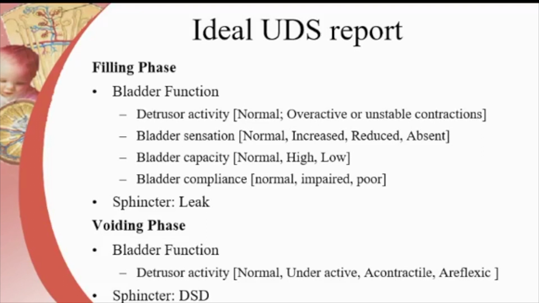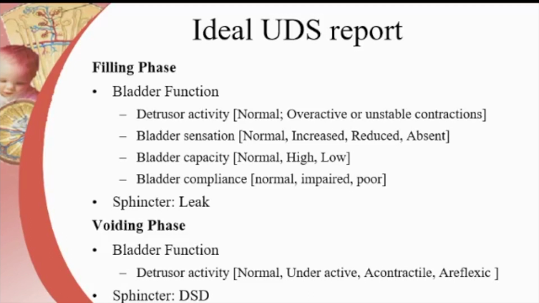Now when you come to reporting the UDS, again you have to think about what you came looking for. You have to report a urodynamic study accordingly, covering the filling phase and the voiding phase. In the filling phase, you have to tell about bladder function: whether the detrusor is normally active, overactive or underactive, whether the detrusor sensation is normal, increased, reduced or absent, whether the bladder capacity is normal, high or low, and whether the bladder compliance is normal, impaired or poor.